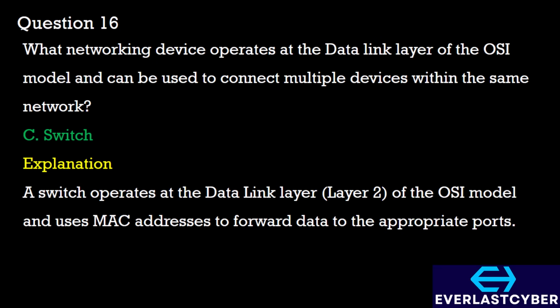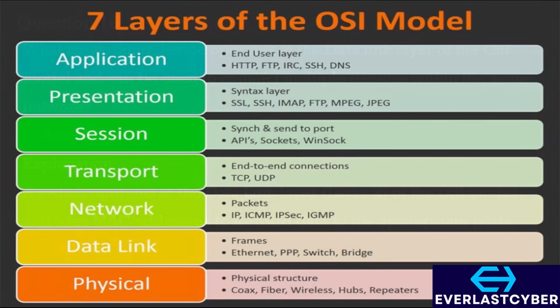The switch uses MAC addresses to forward data to the appropriate ports. I've also put up a diagram of the different layers of the OSI model. So we have, starting from the bottom up, the physical layer, the data link layer, the network layer, transport layer, session, presentation, and application. These are the 7 layers of the OSI model. You can take a screenshot of this and also save it for future references.